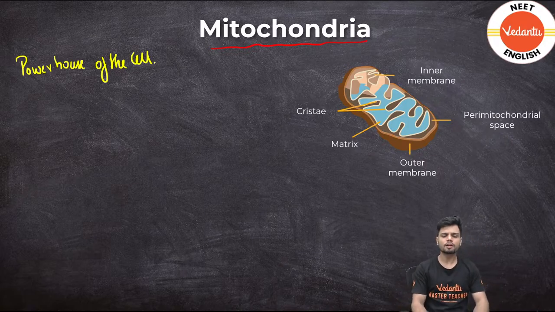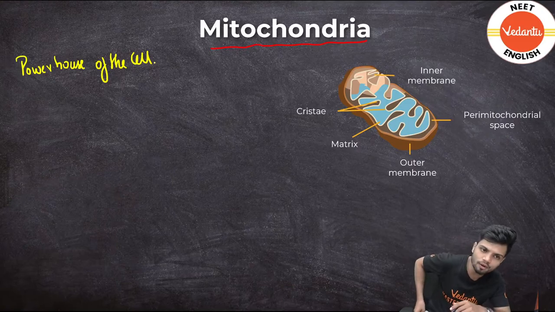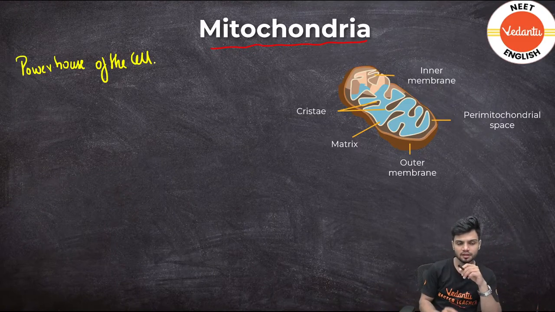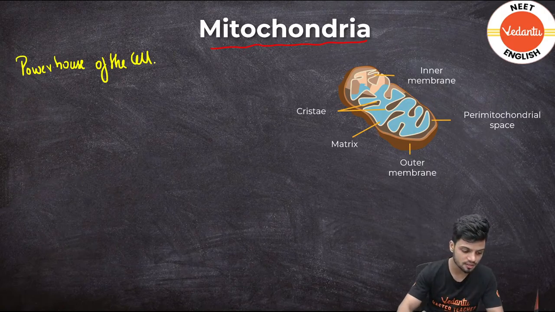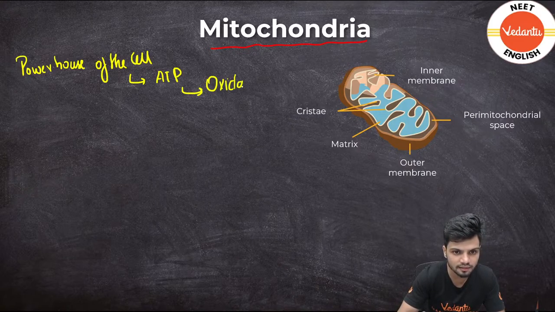Now, why do we call mitochondria a powerhouse? Everyone says it is a powerhouse, but no one is telling why. Why is it a powerhouse of the cell? The reason is that it is involved in ATP production. That is it. It is involved in oxidative phosphorylation.